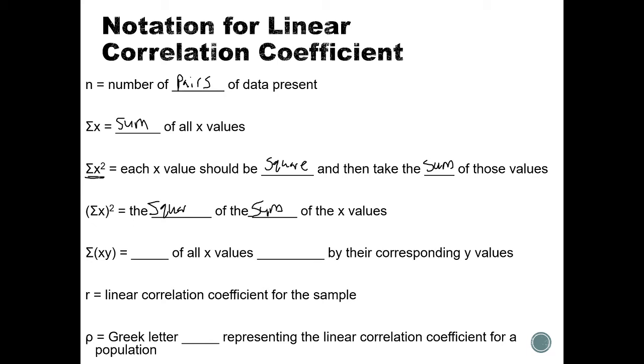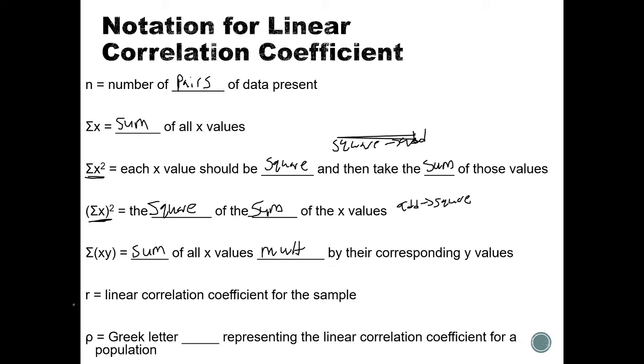This one here, you square and then add. This one down here, you add and then square. That's why the parentheses is there. So add, then square, versus this one, which is square, then add. Then sum of xy means you're going to take the sum of all the x values multiplied by all the y values. So again, this means that you multiply all the x and y's together first, and then you add them up together.